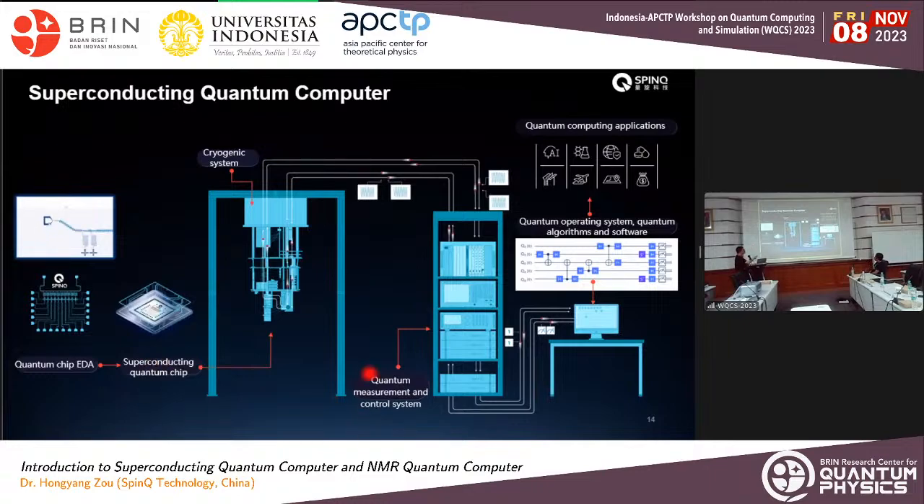Then we use this measurement and control system to send out and receive that kind of code to 8 gigahertz radio frequency signal to manipulate the qubit and read out the state of the qubit. And finally, we use our classical computer, a desktop computer, to connect the user and the hardware itself, and connect the quantum computing application level and the management and control system.